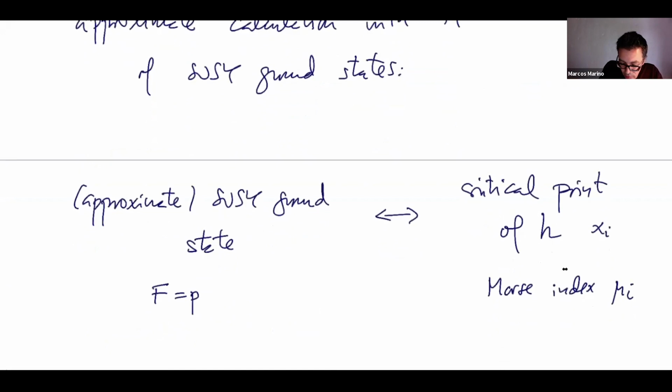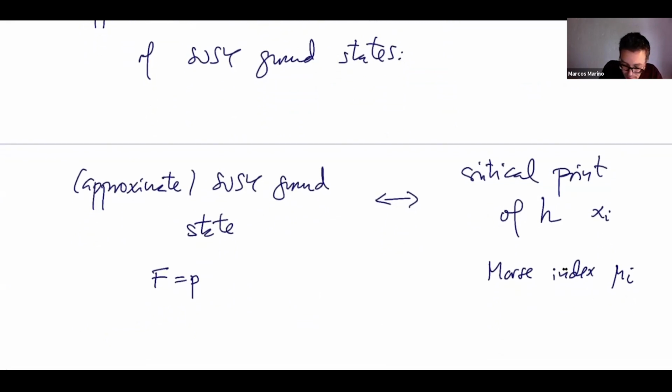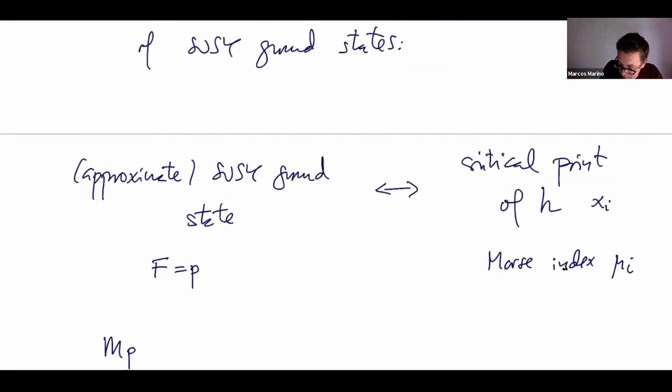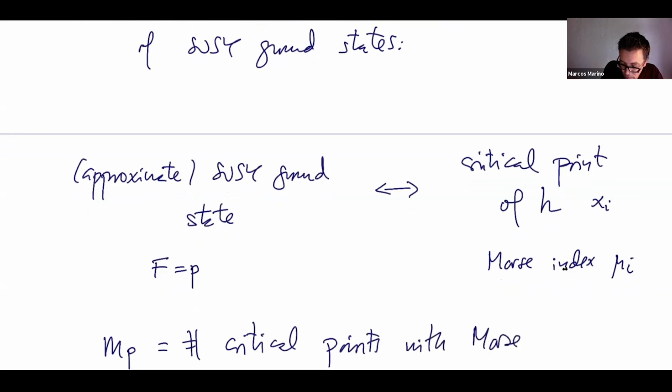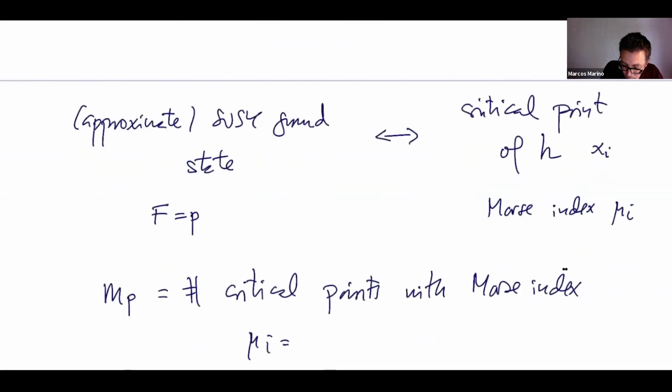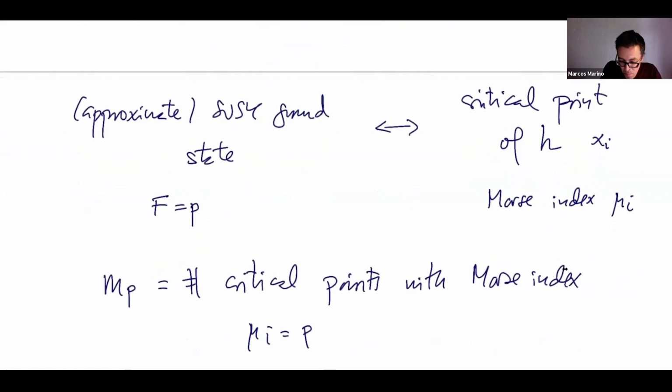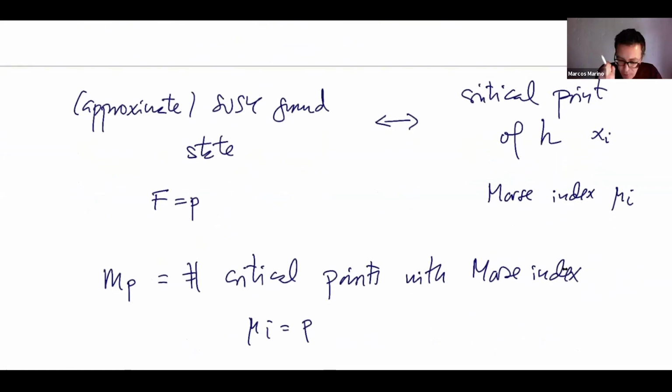So let's denote MP the number of critical points with Morse index mu I equal to P. So this is what our approximate calculation would give us for the number of harmonic forms of degree P.